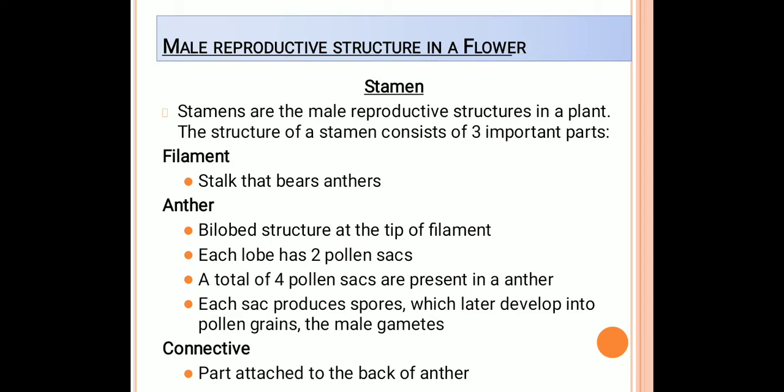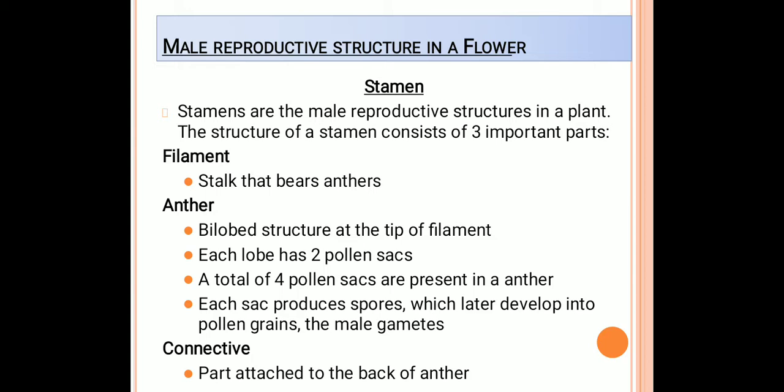Each and every sac produces spores. These spores later develop into pollen grains. Pollen grains are called the male gametophytes. Each pollen grain contains two male gametes. So these gametes in plants are made in the anther of the stamen.